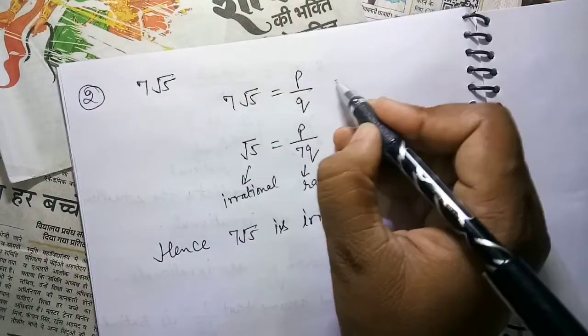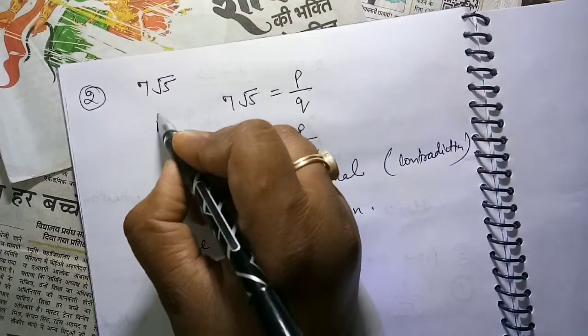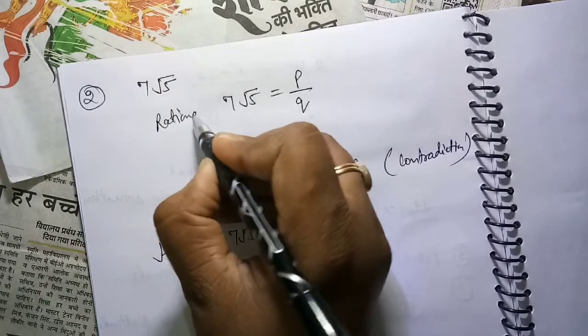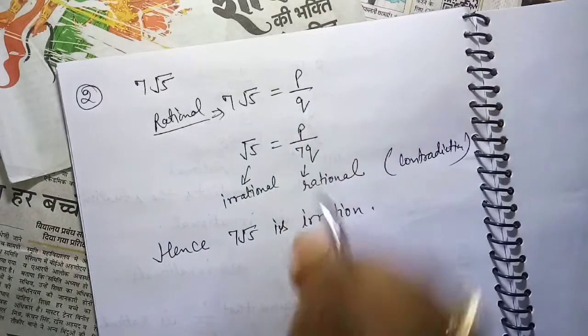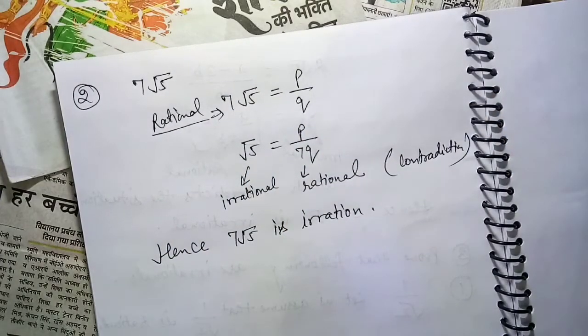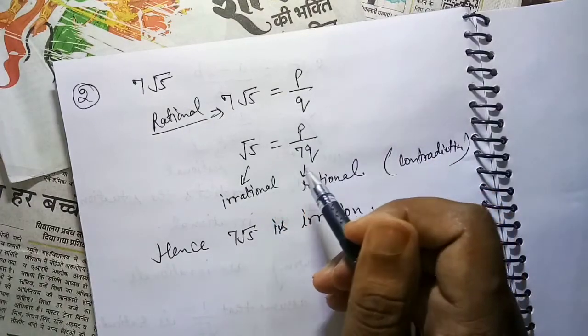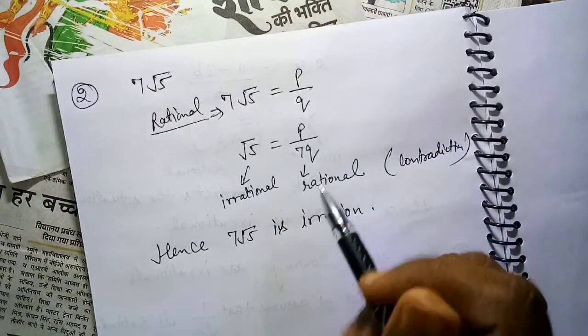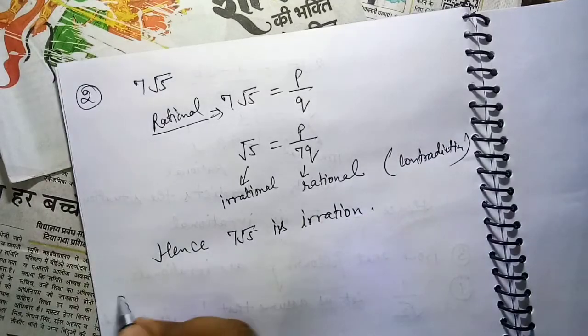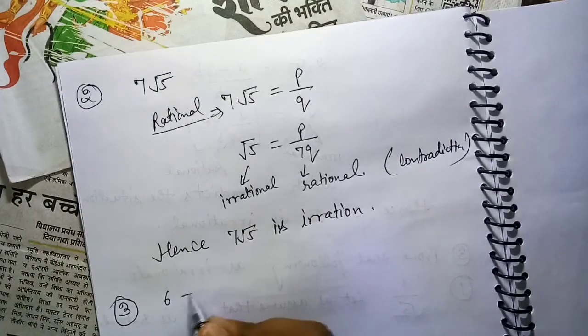Initially we regarded that this is rational. That is why we have written it in the form of p upon q. Okay, last question, 6 plus root 2.